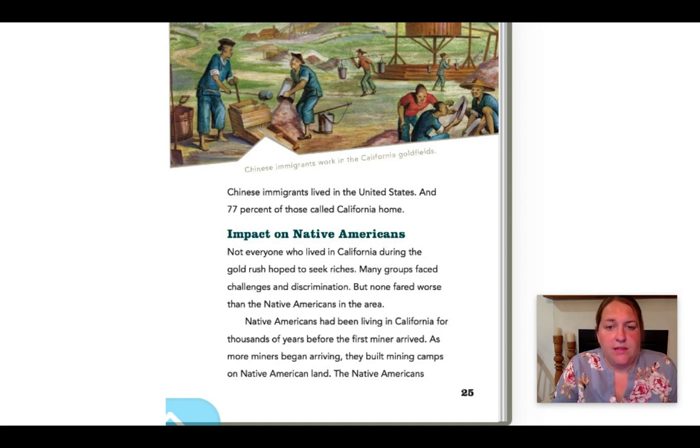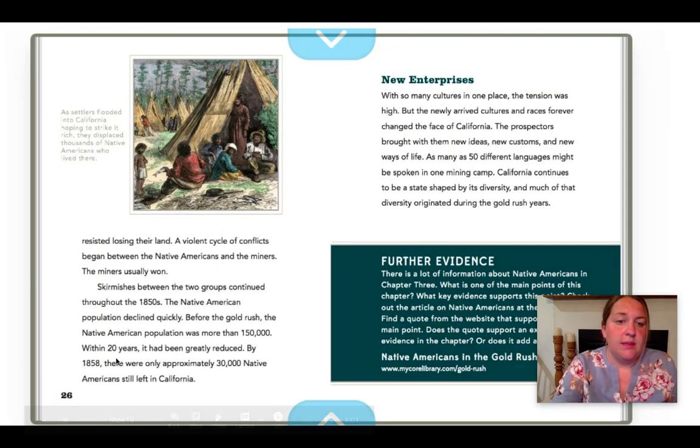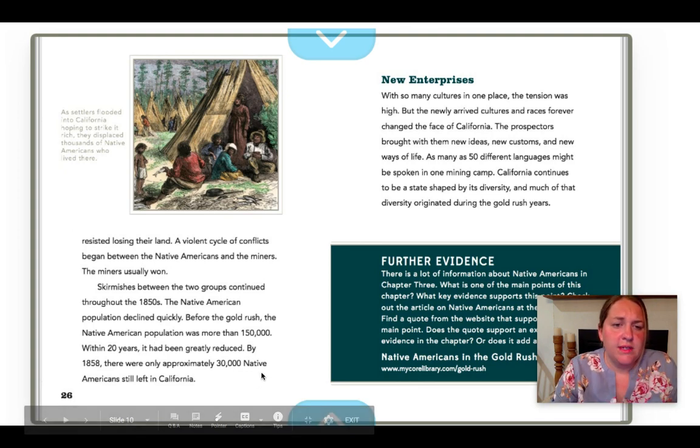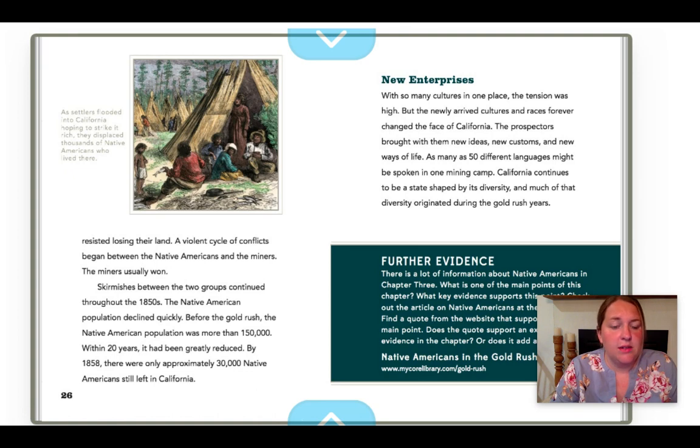Impact on Native Americans. Not everyone who lived in California during the gold rush hoped to seek riches. Many groups faced challenges and discrimination, but none fared worse than the Native Americans in the area. Native Americans had been living in California for thousands of years before the first miner ever arrived. As more miners began arriving, they built mining camps on Native American land. The Native Americans resisted losing their land. A violent cycle of conflicts began between the Native Americans and the miners. The miners usually won. Skirmishes between the two groups continued throughout the 1850s.